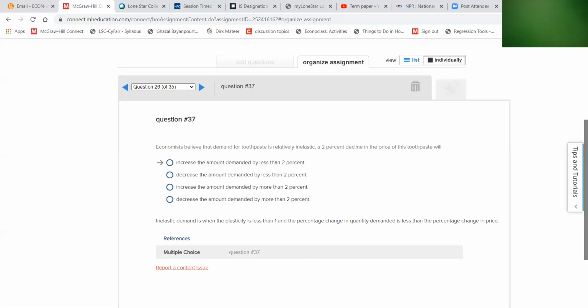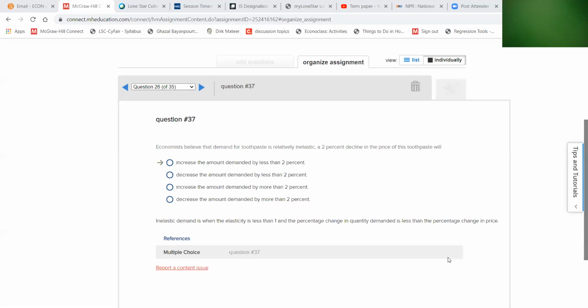Okay, so let me make sure that I am showing you the test again. Okay, share. All right, so I took a little pause, sorry. So for this question, you have the change in price, and the question is telling you that the toothpaste elasticity is less than 1, because it says that the demand for toothpaste is inelastic.